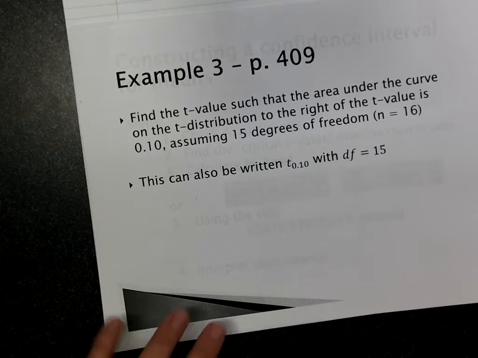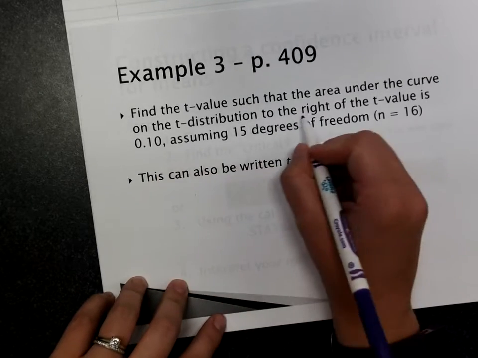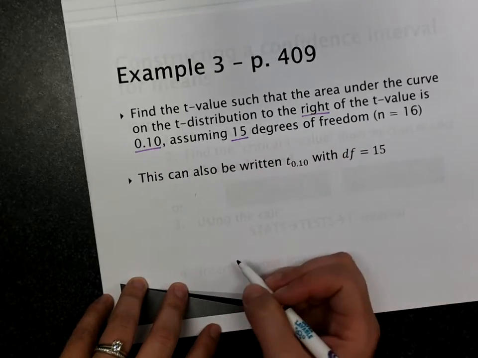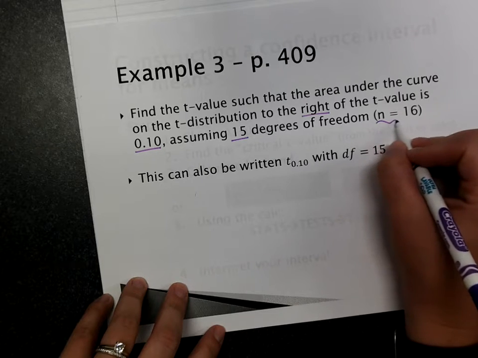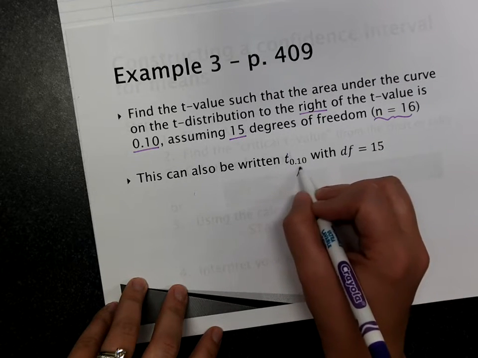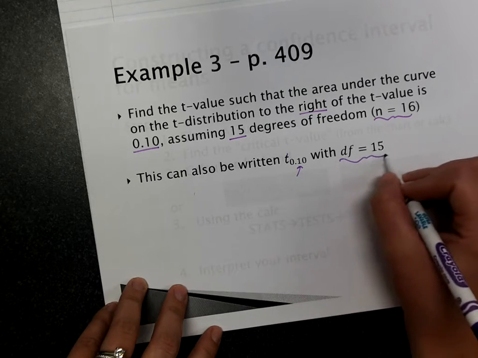So let's find the t-value such that the area under the curve on the t-distribution to the right of the t-value is 0.10, assuming 15 degrees of freedom. That would mean that your sample size was 16. So we're looking for a t-score with an area to the right of 0.10 and 15 degrees of freedom.